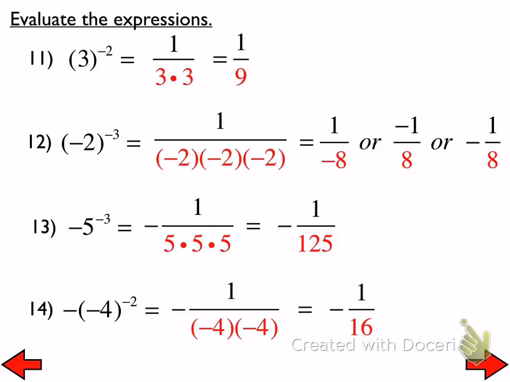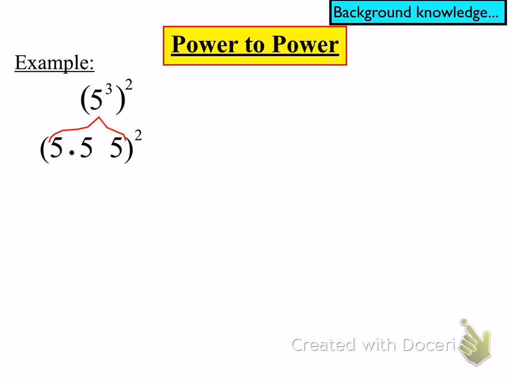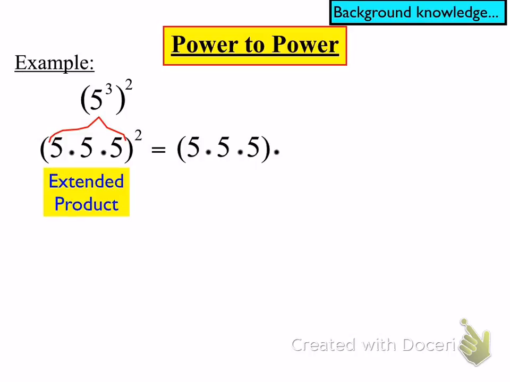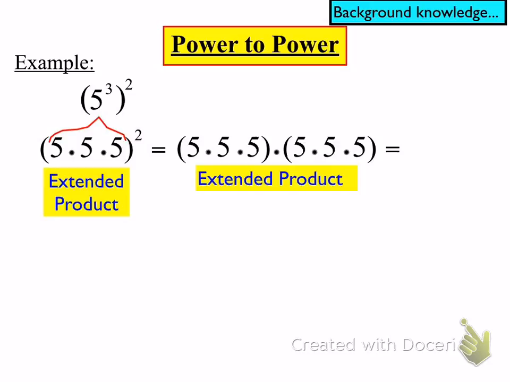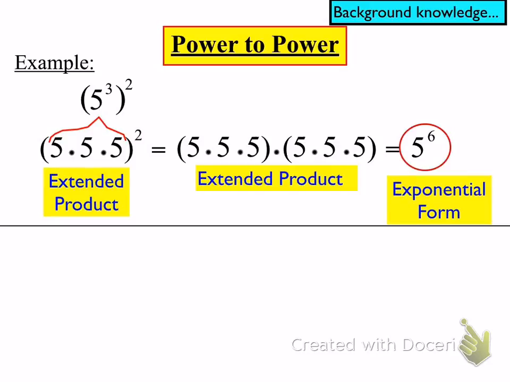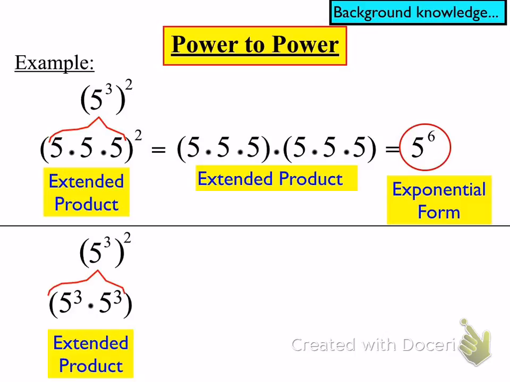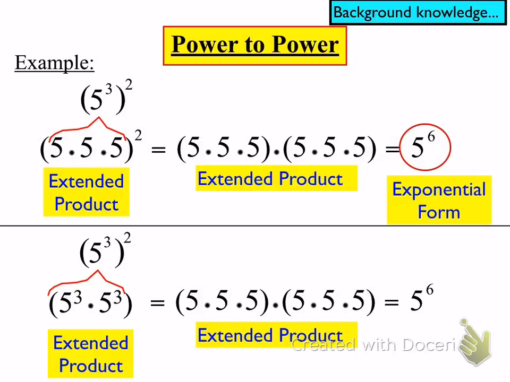All right, looking at the next part, we're going to talk about power to power. This, again, you talked about last year. This is what you saw last year and earlier this year. 5 to the third to the second. We talked about this the other day. 5 to the third means that we have 3 5s, and then we have 2 of those parentheses. Okay? Or we can think of it as 5 to the third 2 times, and then we write that out, and look, we get the exact same thing, which is 5 to the 6th.